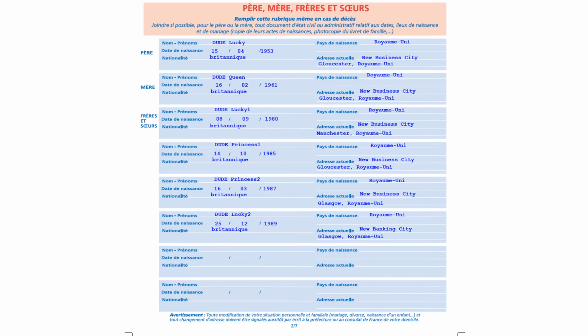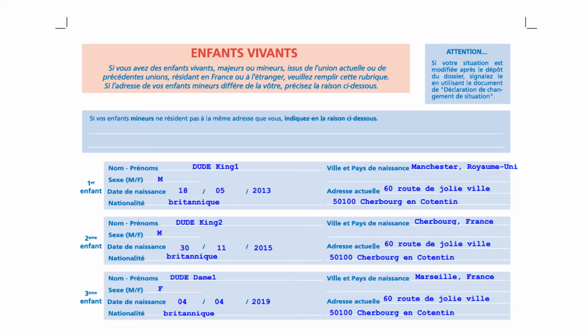Now, if you've got kids, you're expected to provide information about your kids. Very straightforward. Their names, the city and country of birth, gender, date of birth, nationality, and address. If you've got minor kids that are very, very young, that do not live with you, you must be ready to provide a detailed explanation as to why that is the case.